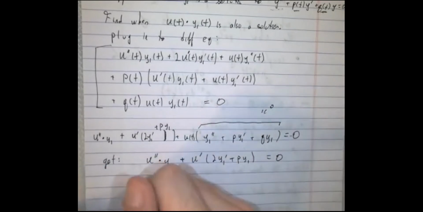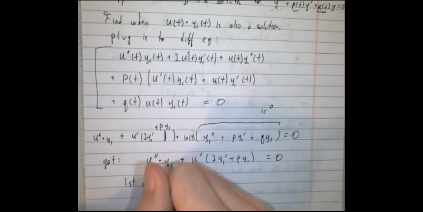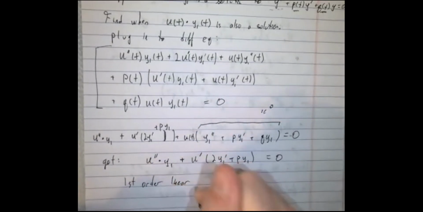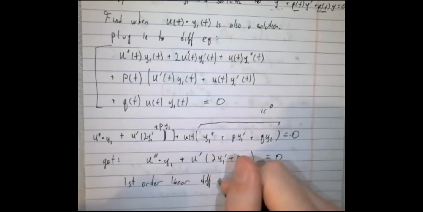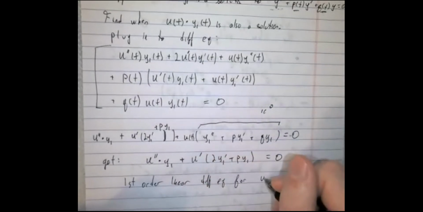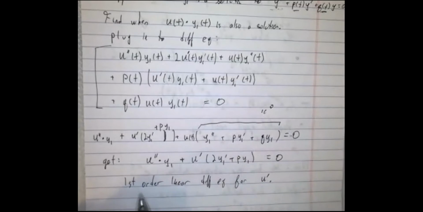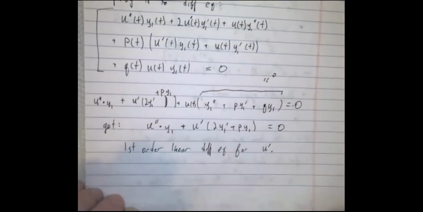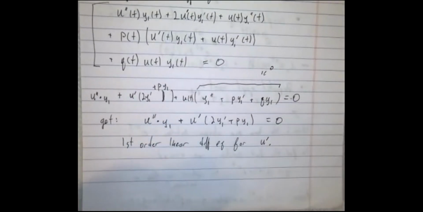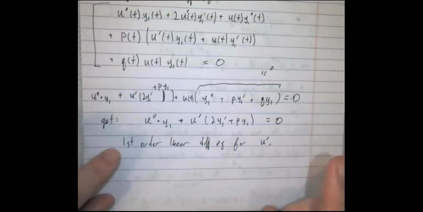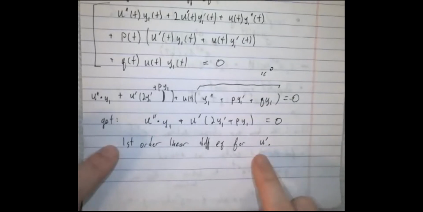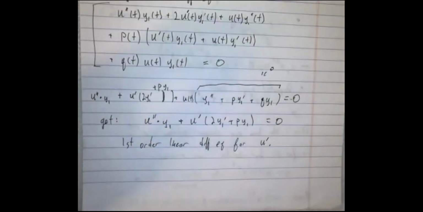First order differential equation. This is a first order linear differential equation for u prime. And for first order linear differential equations, we know that we can write down precise solutions. Maybe they involve the first fundamental theorem of calculus, so we have to write it in terms of an integral, but we can write down an explicit solution for u prime. And then once we have an explicit solution for u prime, we can take the antiderivative and explicitly find u.